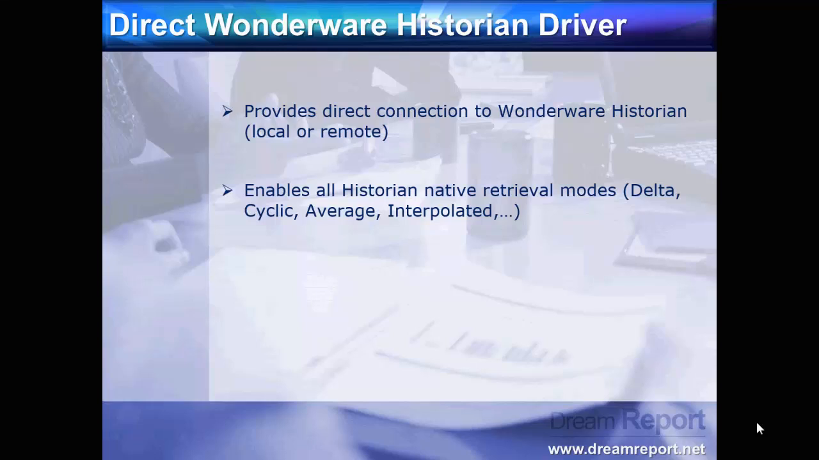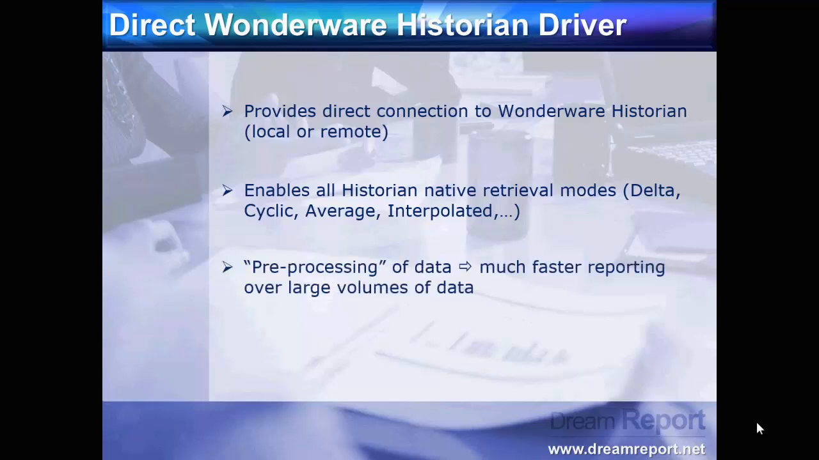We expose all of historian's native data retrieval modes, including delta, cyclic, interpolated, average, integral, and several others. Now this is important because we can take advantage of historian's low-level retrieval engine, which essentially pre-processes the raw data and only returns the requested data to the client, which in this case is Dream Report. This allows for very fast reporting against large volumes of data or over longer time periods.